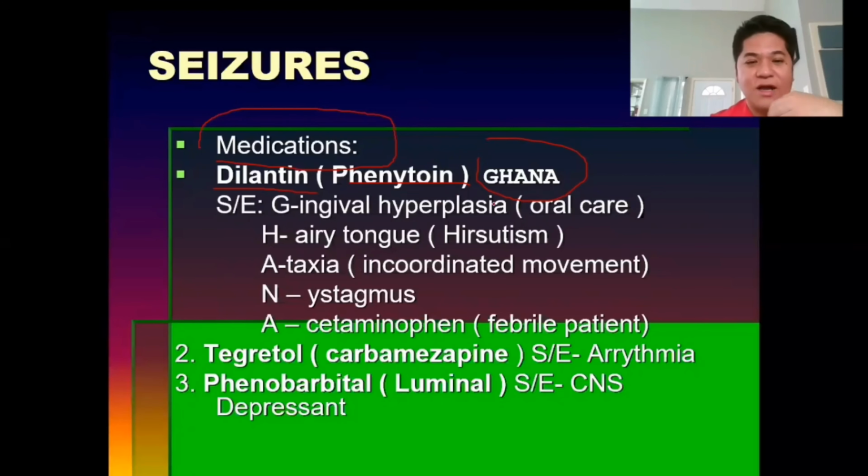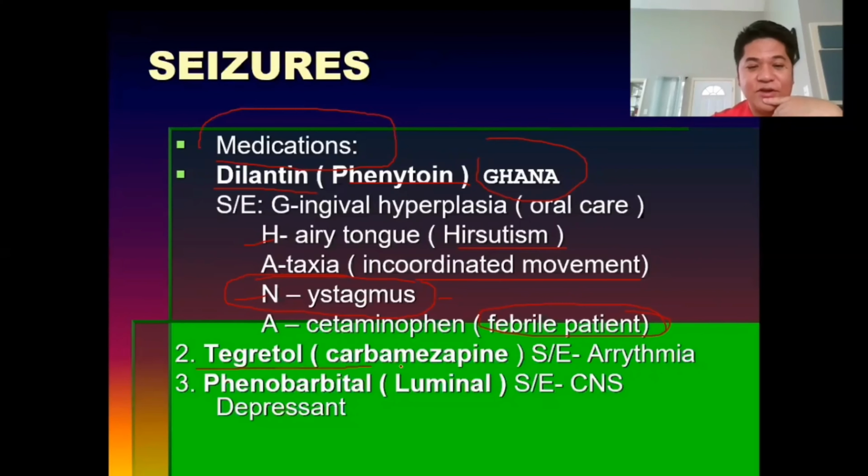Mouthwash, okay, toothbrush. The client would have a hairy tongue. It looks like hair, but it is like a black thing developing on the tongue, okay? That's called hirsutism. The client would have ataxia or incoordinated movement, sometimes tics or movement of the hand, tremors or something. Nystagmus, the client would have nystagmus. Nystagmus is like the rolling of the eyeball, like in an exorcism. And the client would have fever most of the time, so they give acetaminophen, okay?